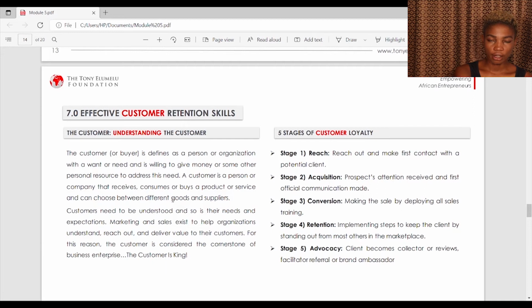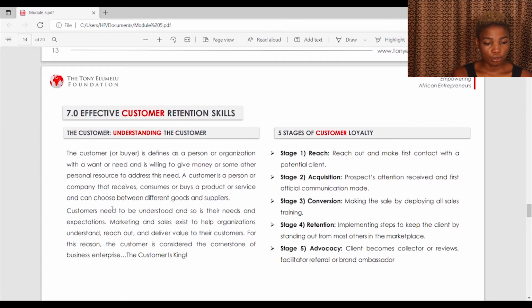goods and suppliers. So your customer has every right to want to patronize you or to patronize another person. So it's now your ability to retain them and not make them think of patronizing another person.